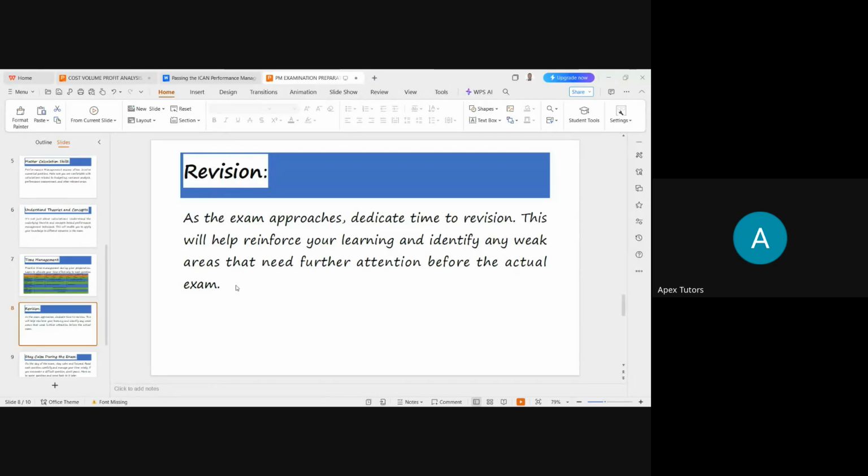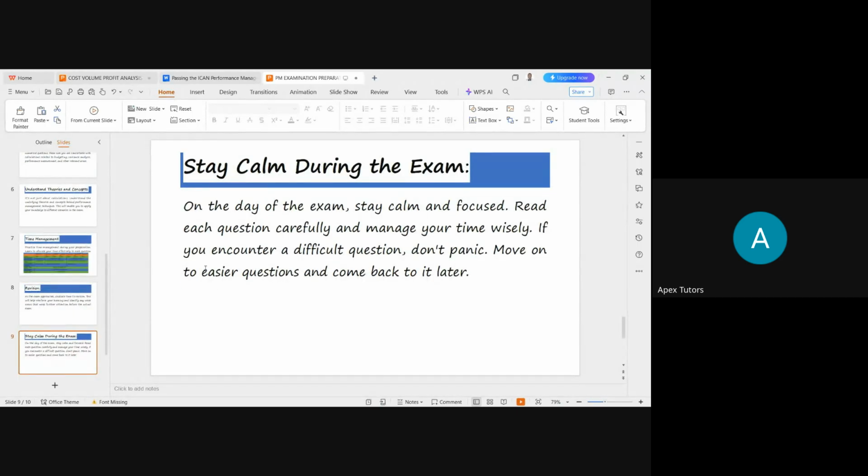So the revision, as the exam approaches, dedicate time to revision, which we've been doing. This will help reinforce your learning and identify any weak areas that need further attention before the actual exams. So we've been doing that. And in this revision class, we've been able, within the short period, to do certain things that when you add them to your previous learning, it will add up.